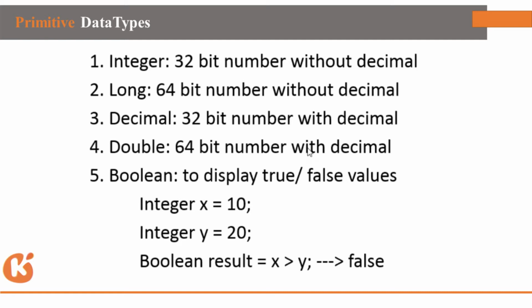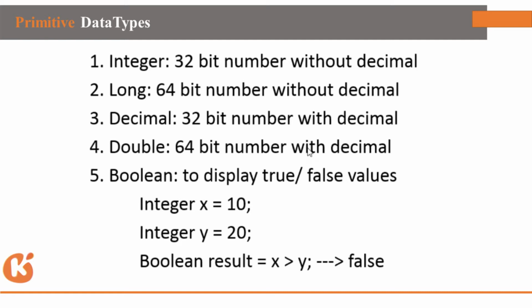So here I have given an example. Integer x equals 10. Integer is an integer here, if you want to store a 32-bit number. So here the data I stored is 10, so I have taken integer. Similarly, for 20, I have taken another integer. Now I want to display the result only when x is greater than y. When x is greater than y, the result will be displayed as true. Otherwise, the result should be displayed as false.